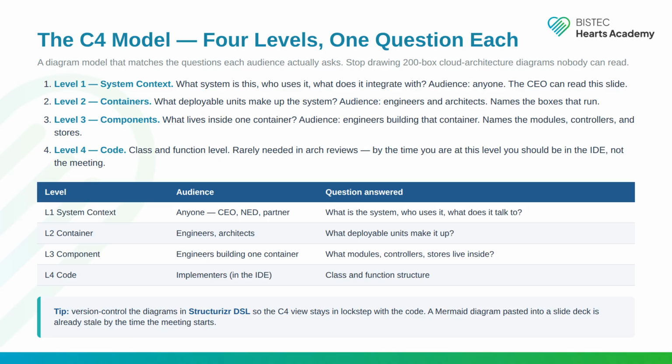Level 2. Containers. What deployable units make up the system? Audience: engineers and architects. Names the boxes that run: web app, API, database, message queue, cache. Each container is a separately deployable thing.